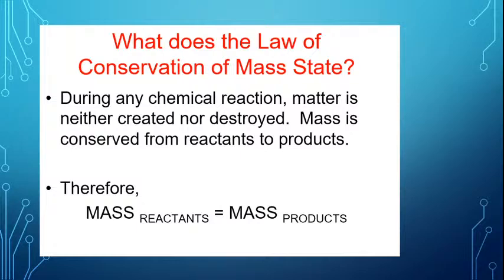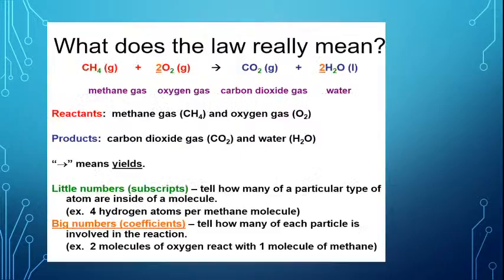So what is the law of conservation of mass? According to the law of conservation of mass, during any chemical reaction in a closed system, matter can neither be created nor be destroyed, and mass is conserved from reactant to product, and therefore the mass of reactants is always equal to the mass of products, right? So what does this law really mean? How can we prove this law? We can prove it with the help of this numerical.